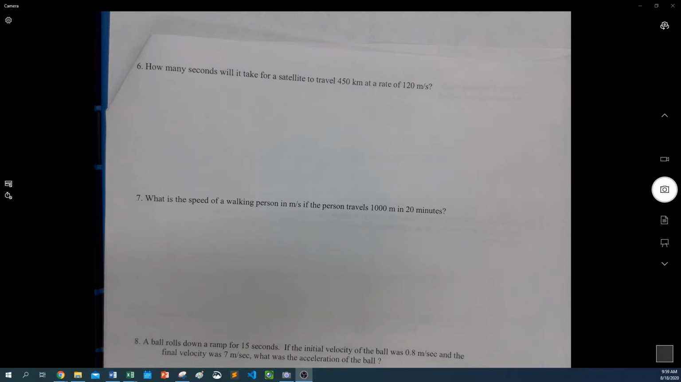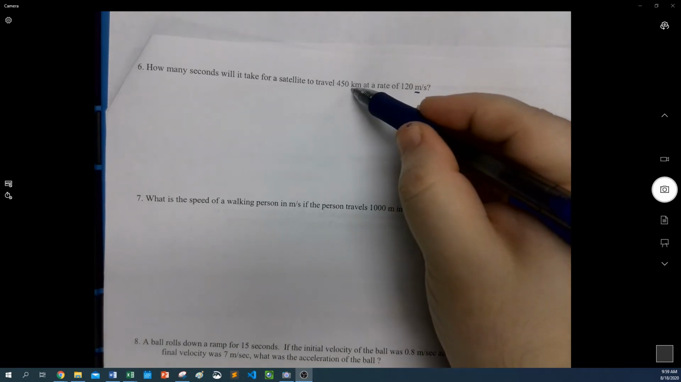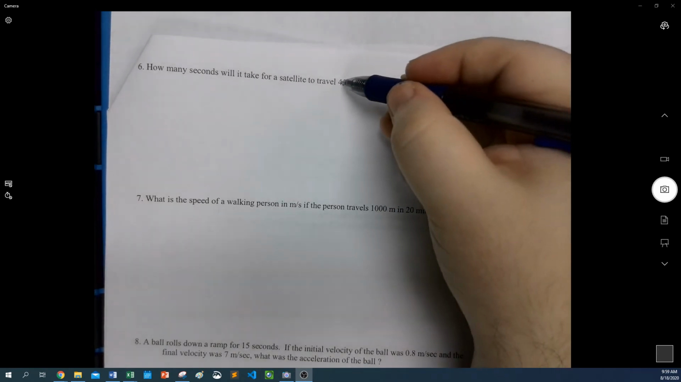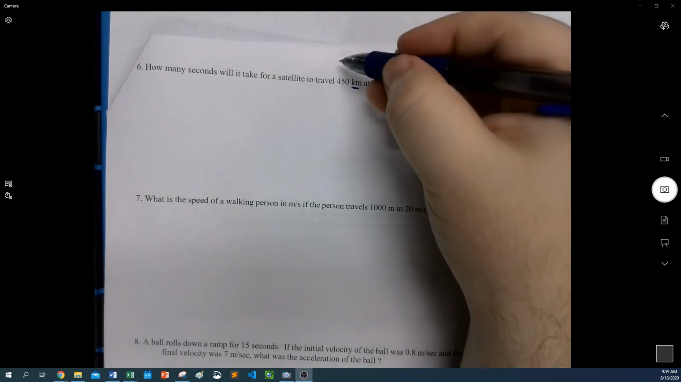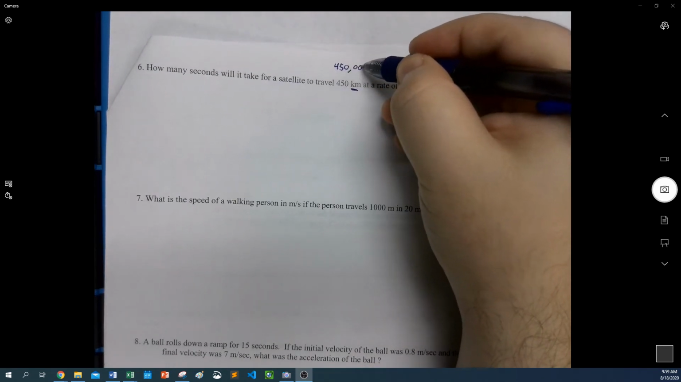I will say that this one has another conversion in it. This is in meters, and this is in kilometers. 450 kilometers is the same thing as 450,000 meters.